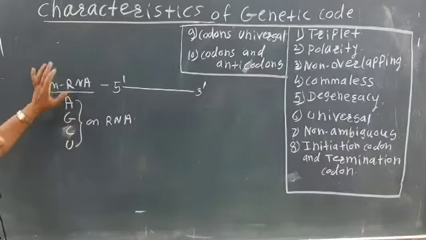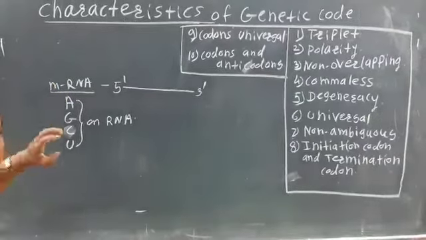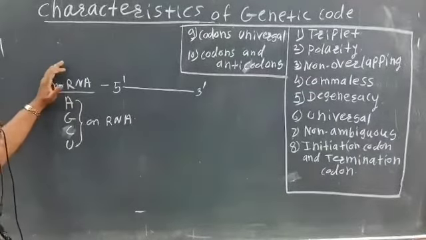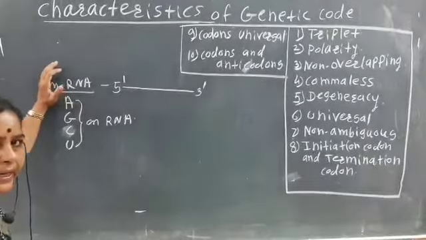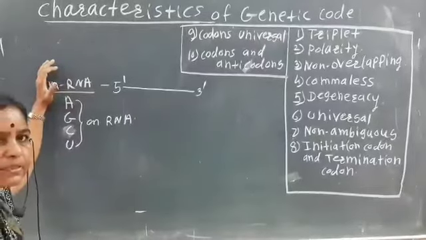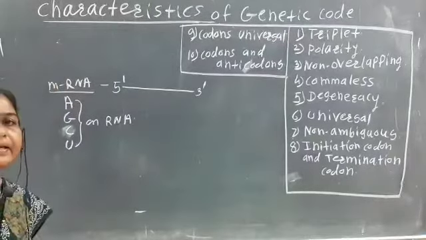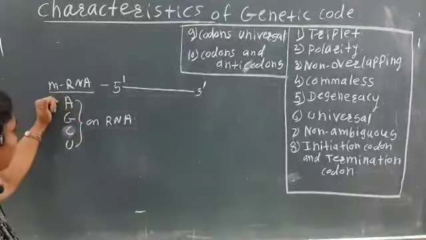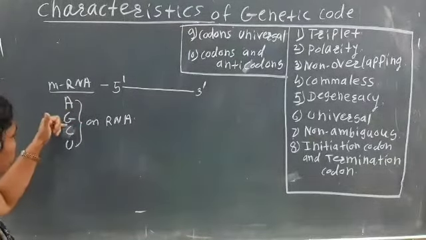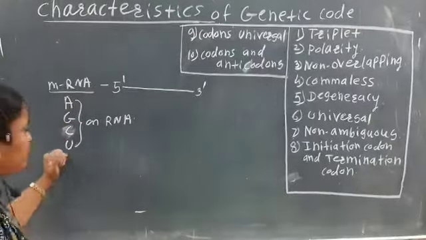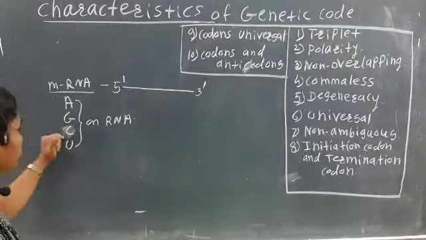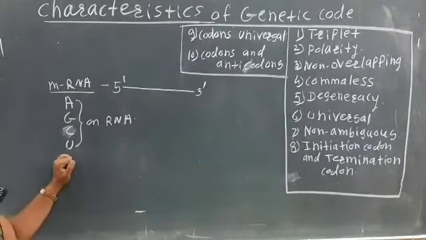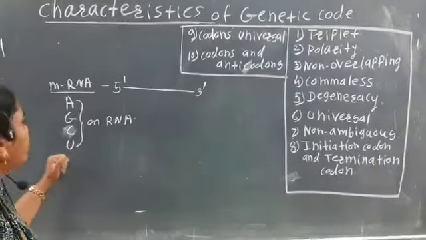In RNA, thymine is absent. Okay, so see here, if we look at RNA, there are 3 types: mRNA, rRNA, and tRNA. Here in the mRNA, there are 4 nucleotides: the adenine nucleotide, guanine nucleotide, cytosine, and uracil. Thymine is absent in the RNA.